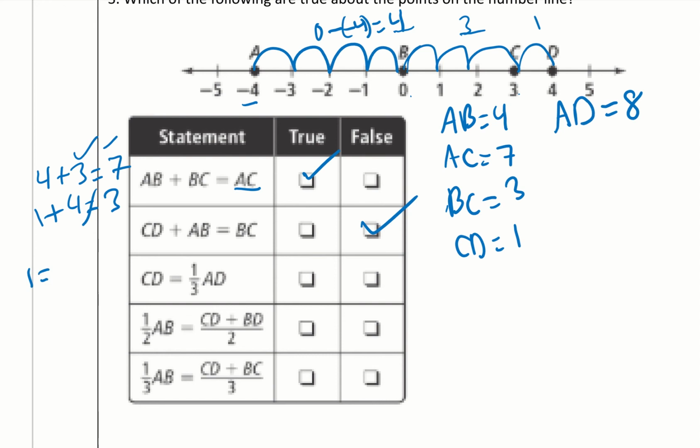CD is 1, is equal to 1/3 times AD. AD is 8. Now 8 times 1/3 is 8/3, and 1 does not equal 8/3. So I can just change this to 8/3, and that's not true.